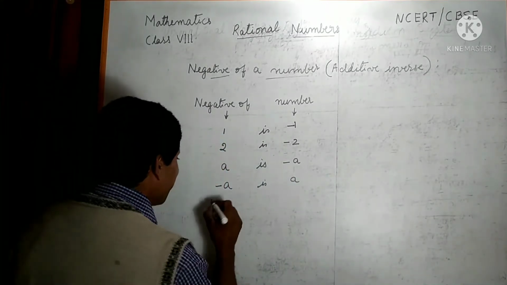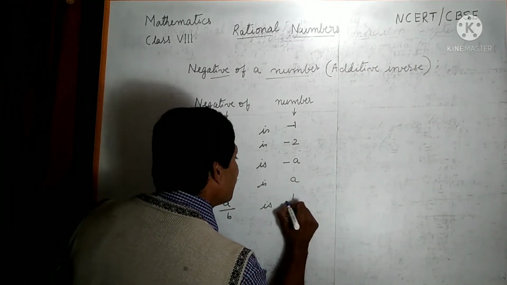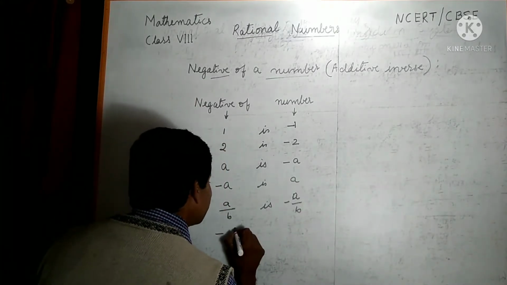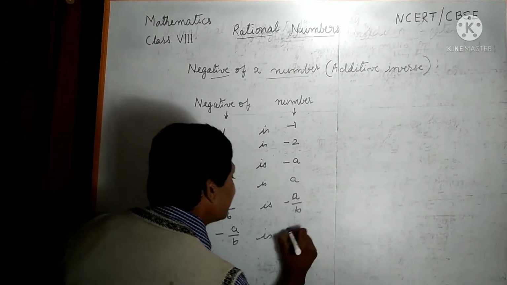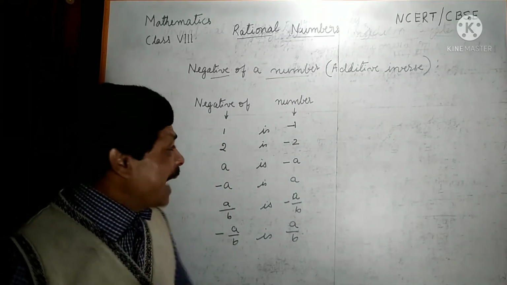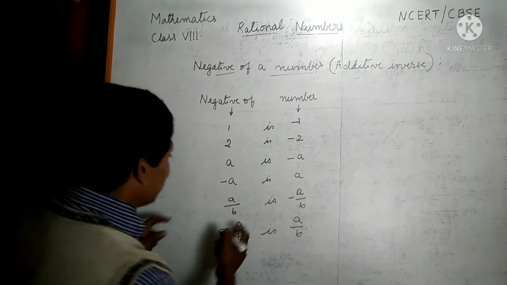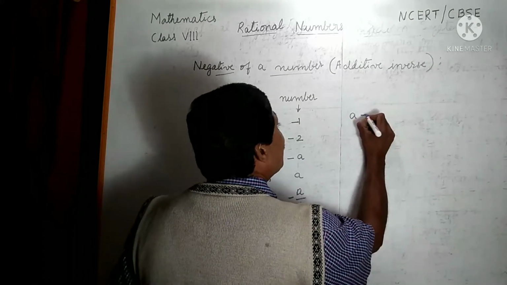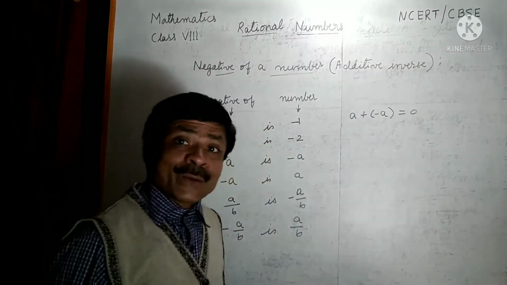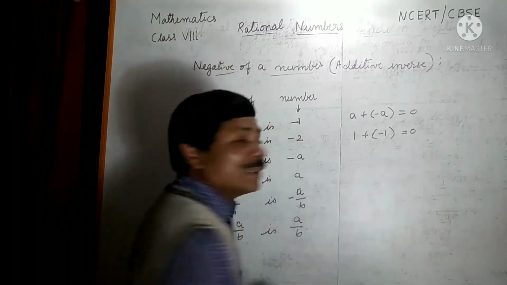Similarly, for rational numbers, negative of a by b is minus a by b, and similarly negative of minus a by b is a by b. And when we add the negative of a number, we will get 0. So let us see here, a plus minus a is equal to 0. Similarly, 1 plus minus 1 is equal to 0.